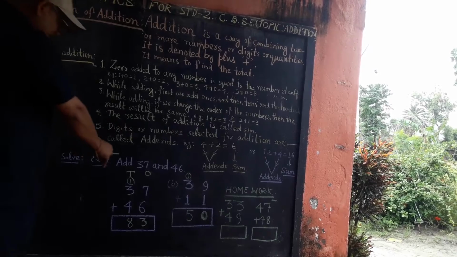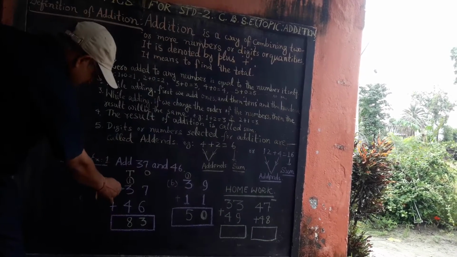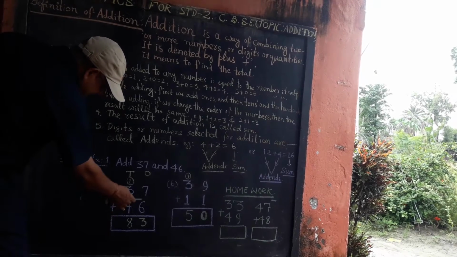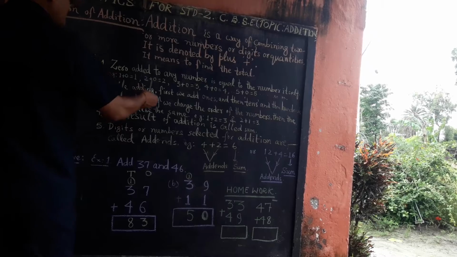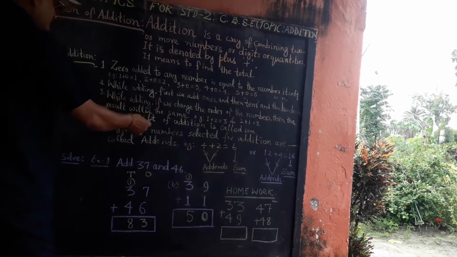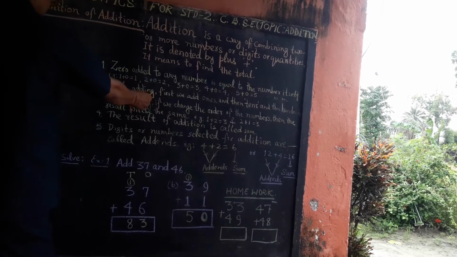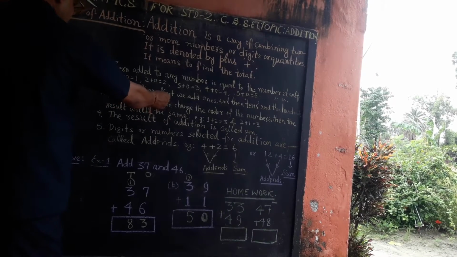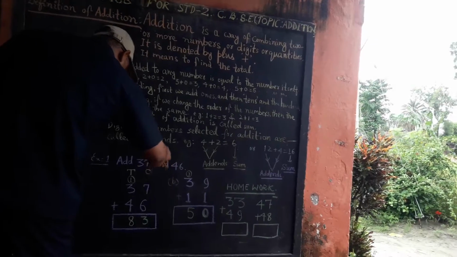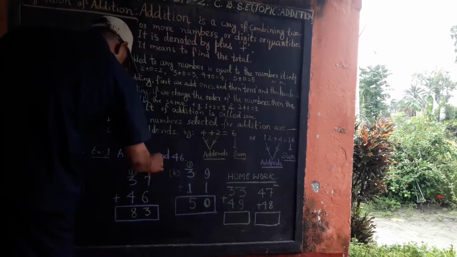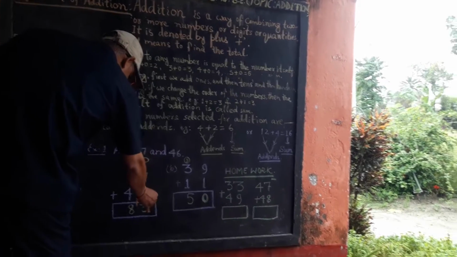Example 1. Add 37 and 46. So what do we do? 37 and 46. We start with rule number second. That is, you have to start from the side of ones. This is the side of ones. And this is known as इकाई की तरफ से. So 7 plus 6 is equal to 13.